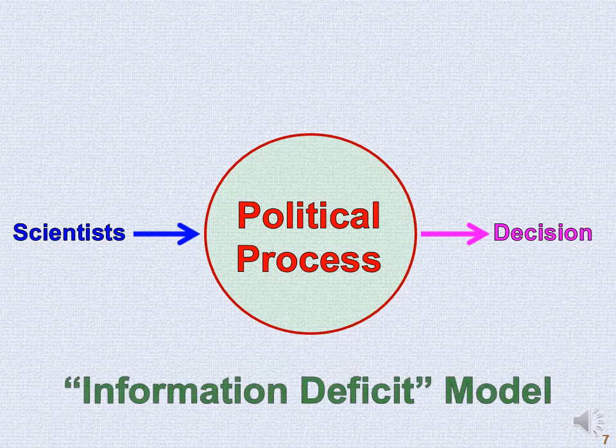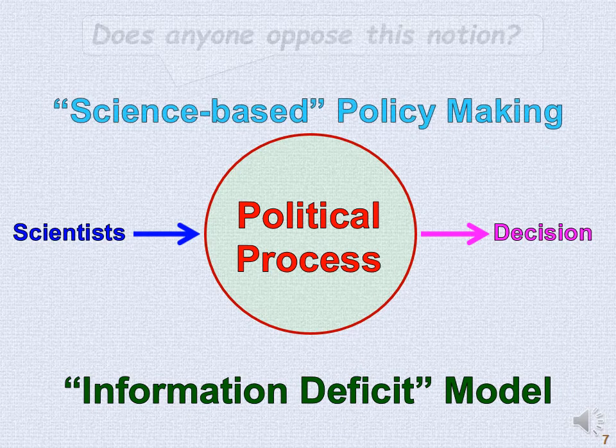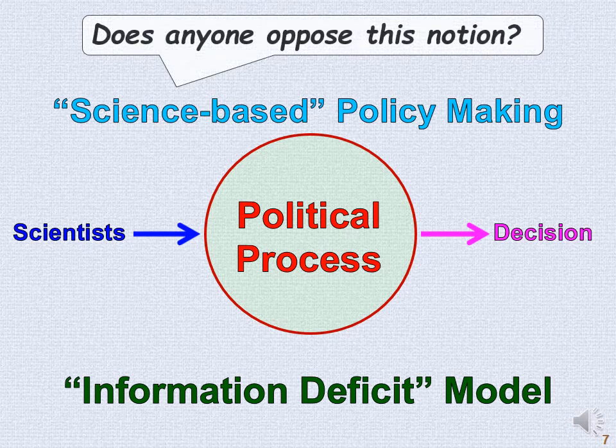This is also called sometimes the information deficit model, because if there's debate or dissension in the political process, the assumption is it's lack of scientific information. If we just had better science or better engineering, the solution to this particular problem would be clear. So lack of information, i.e. the information deficit, is really the problem typically.